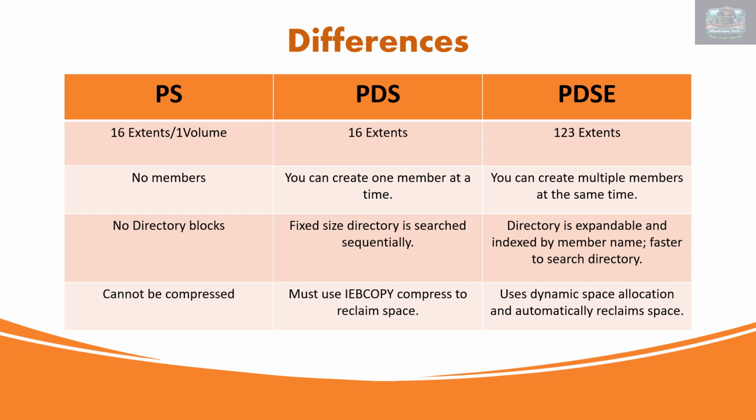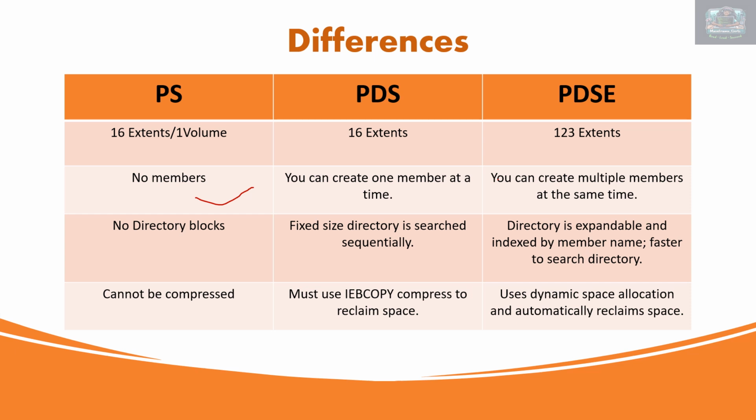As you know, a PS file for one volume can occupy up to 16 extents. A PDS can only go up to one volume and it will have only 16 extents. And PDSE can also go up to one volume, but as it's an extended one, it can go up to 123 extents, right? And as you know, a PS file is a flat file. A PS file is just like a normal file, a normal data set.